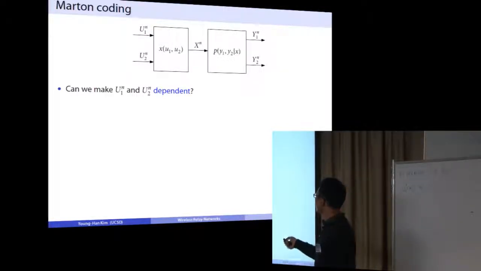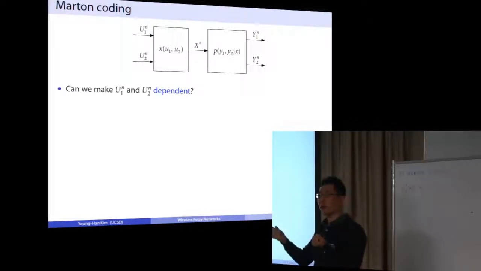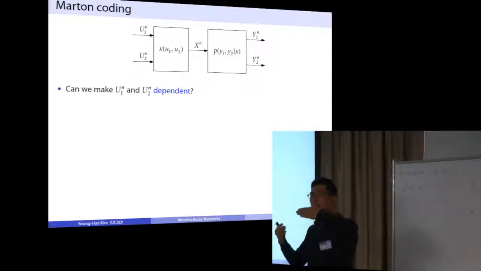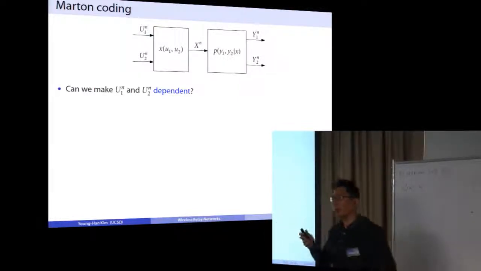Can you somehow make the code words we are transmitting dependent? Remember, previously U1 was carrying M1 and U2 was carrying M2. Since the messages are independent, it seems very difficult to coordinate between different code words. But it turns out there is a way of doing it, and it goes back to Katalin Marton.